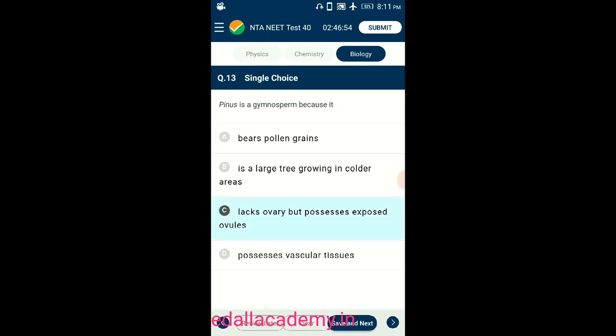Pinus is a gymnosperm because it lacks ovary but possesses exposed ovules. So the correct option is C.